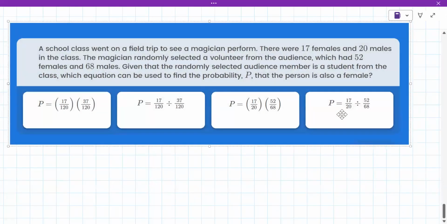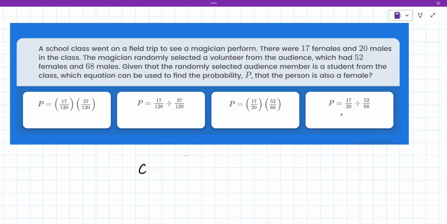All right, so it says a school class went on a field trip to see a magician perform. There were 17 females and 20 males in the class. The magician randomly selected a volunteer from the audience, which had 52 females and 68 males. Given that the randomly selected audience member is a student from the class, which can be used to find the probability that the person is also a female. Okay. So this is a very complicated question for you in this course. They might have covered it right at the end of a traditional algebra 2 course.